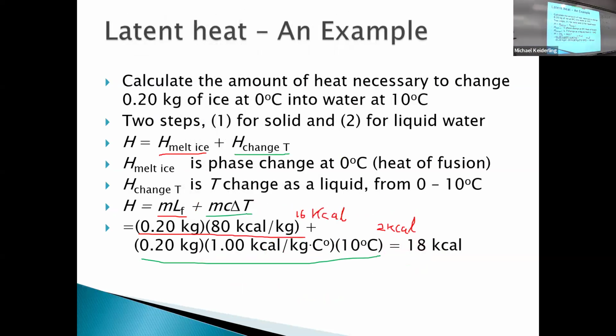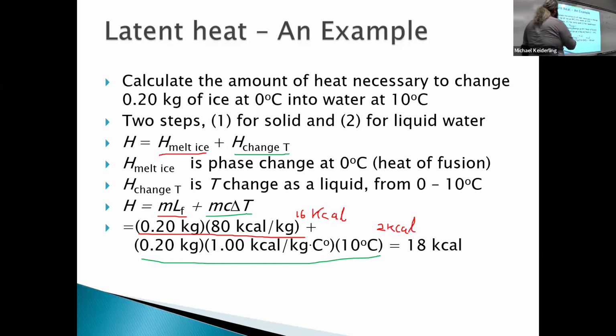So here, we're going to use both latent heat and specific heat. We want to calculate the amount of heat necessary to change 0.2 kilograms of ice at 0 degrees Celsius into water at 10 degrees Celsius. So this has 2 steps. The first step, we need to melt the ice. And then the second step, we need to warm it up to 10 degrees Celsius.